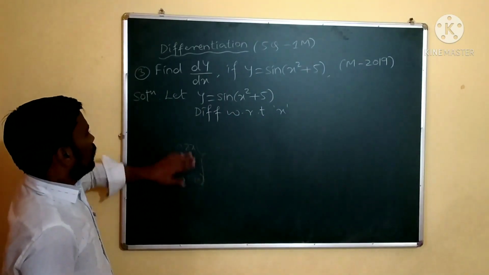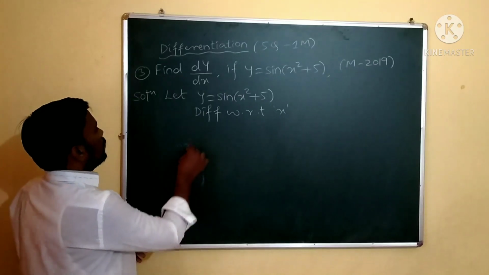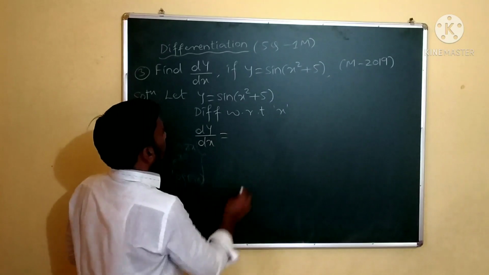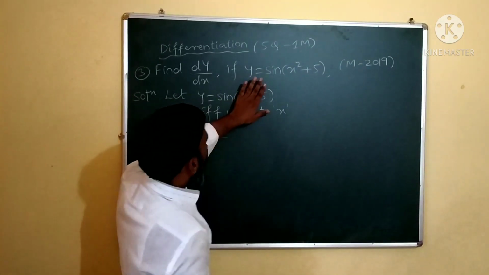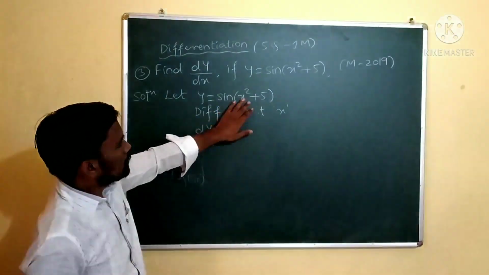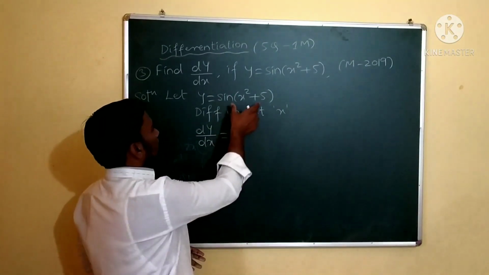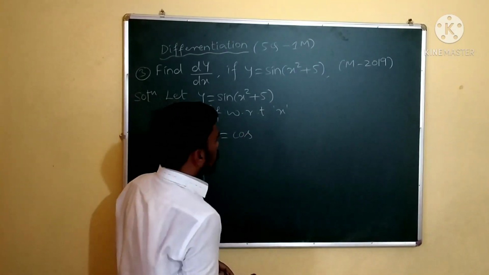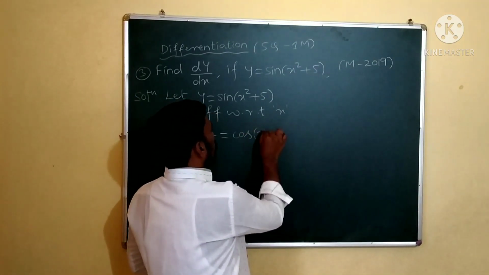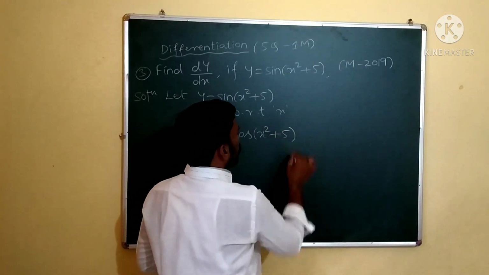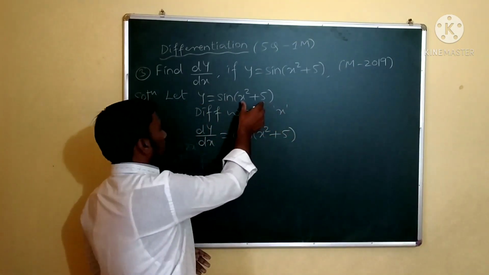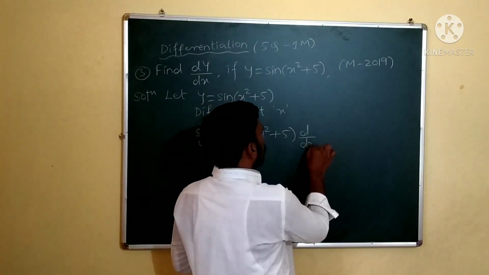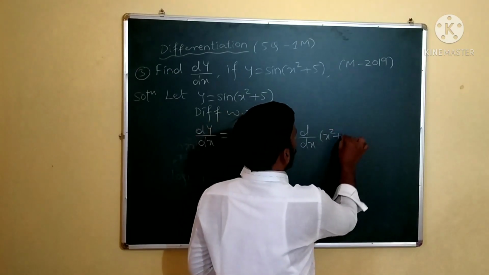Now the derivative of y with respect to x is dy by dx, which is equal to, for the time being, treating x to the power of 2 plus 5 as simply x. And you know the derivative of sin x is cos x. Here x is nothing but x to the power of 2 plus 5. Now take the derivative of the function which is inside the bracket, that is, into d by dx of x to the power of 2 plus 5.